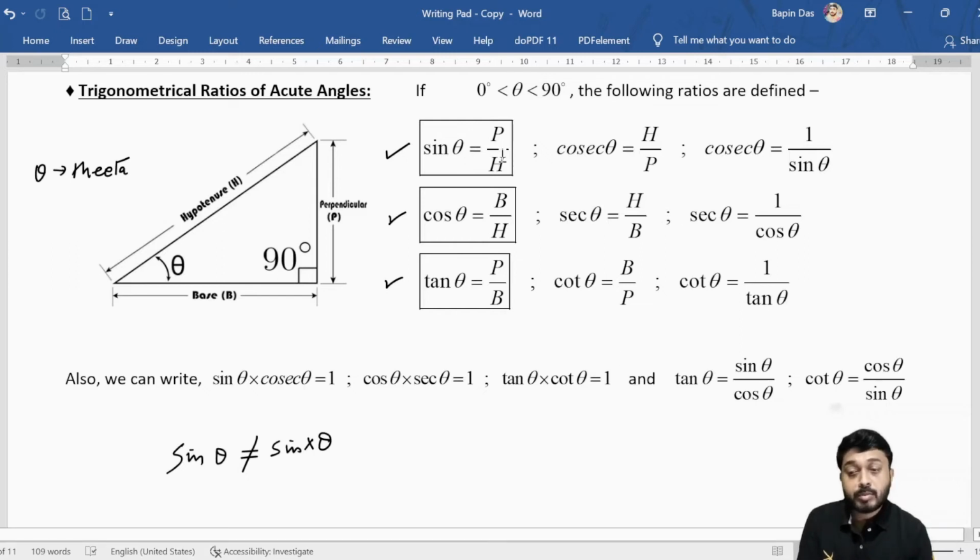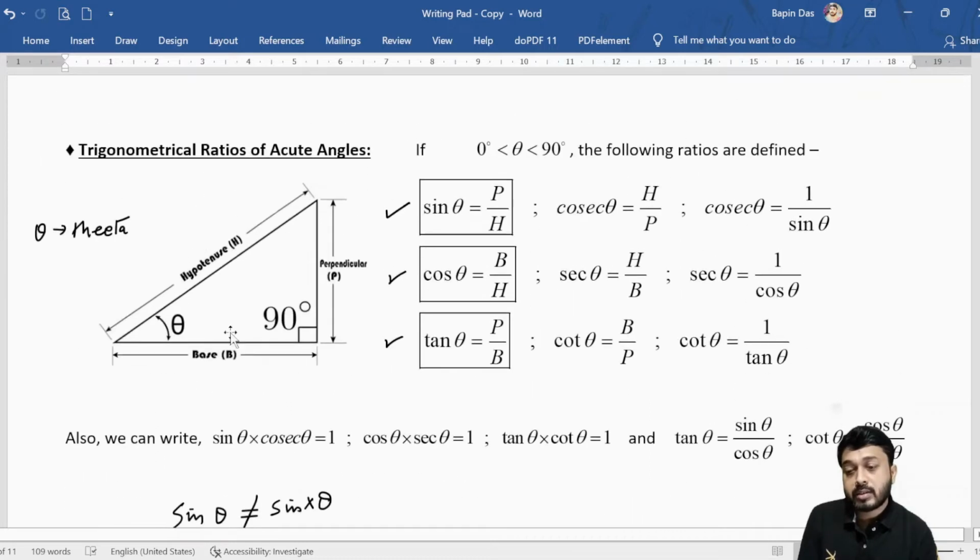Sin theta equal to perpendicular by hypotenuse, cosec theta equal to hypotenuse by perpendicular, cos theta equal to base by hypotenuse, sec theta equal to hypotenuse by base, tan theta equal to perpendicular by base, and cot theta equal to base by perpendicular. All right. So here I have also written the reciprocal relationships. Cosec theta is equal to 1 by sin theta, and vice versa. You may also say sin theta is equal to 1 by cosec theta. And here sec theta equal to 1 by cos theta, and cot theta equal to 1 by tan theta.